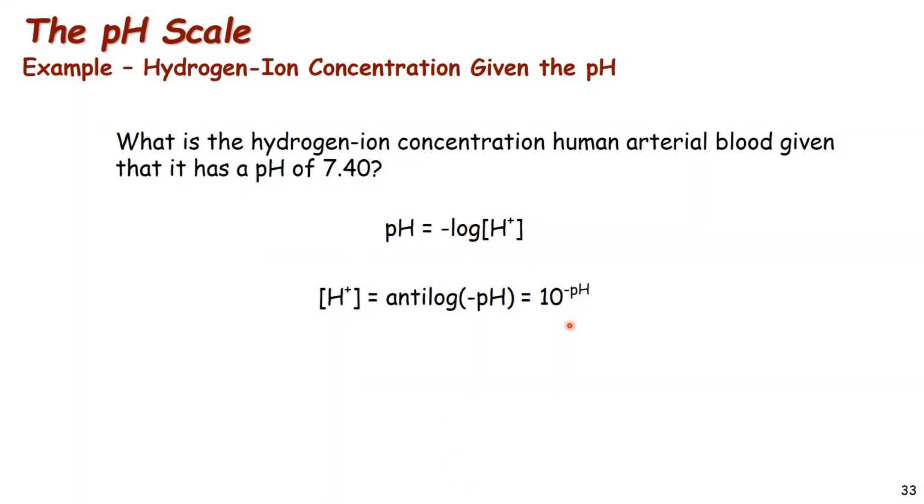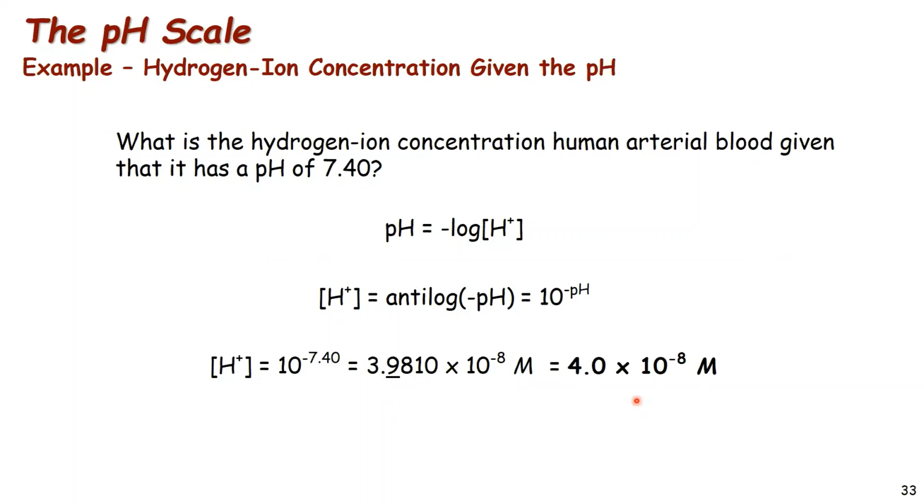So to get that, we're going to take 10 to the negative 7.4 and plug that into the calculator. Now here we have 2 significant decimal places, so that means our answer is going to have 2 significant figures. Okay, so notice how they're consistent going back and forth between logs and anti-logs. Since our number here has 2 significant decimal places, this will have 2 significant figures. And so we got to round up, so it's going to be 4.0 times 10 to the negative 8 molar.